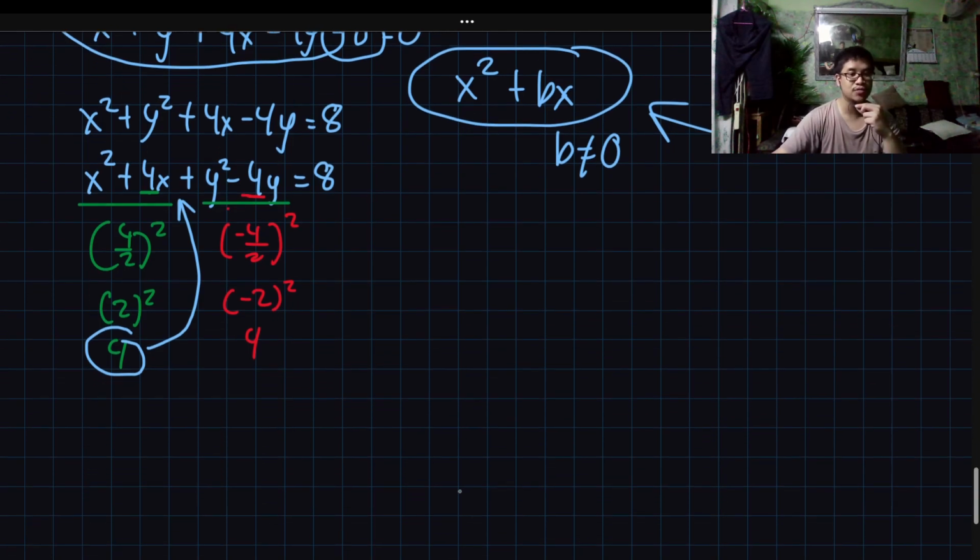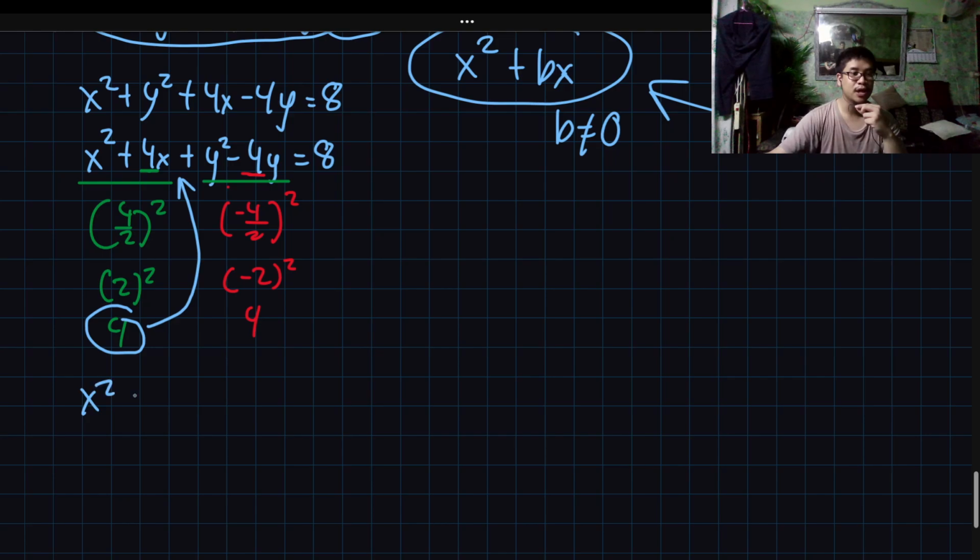Okay, plus 4 minus 4. So let me write it here. x squared plus 4x plus 4 minus 4. Sorry, let me write it in green color. There we go. All right.